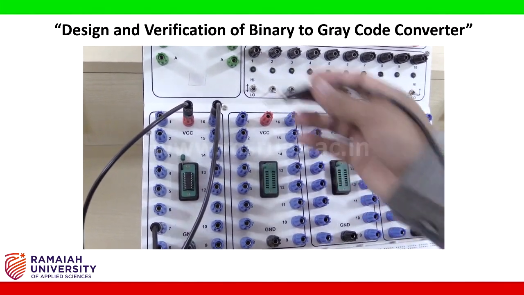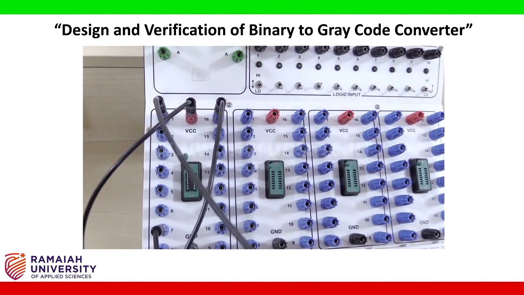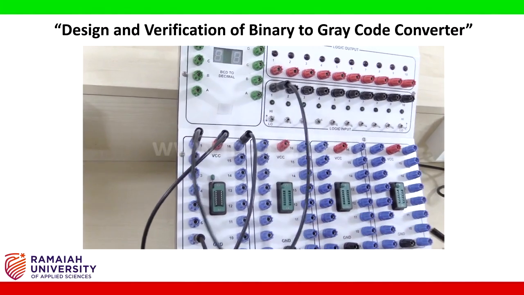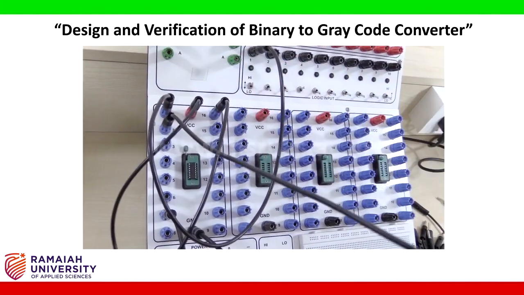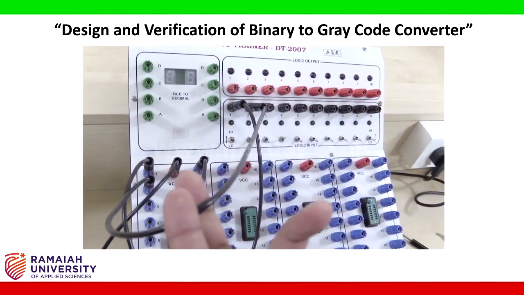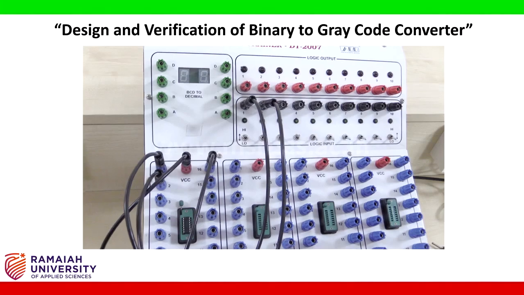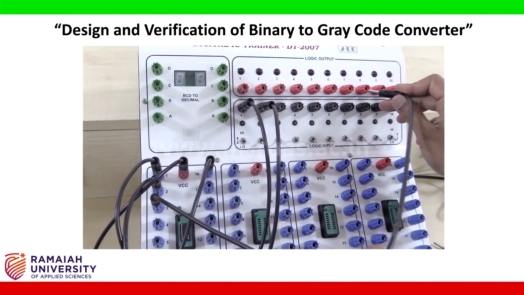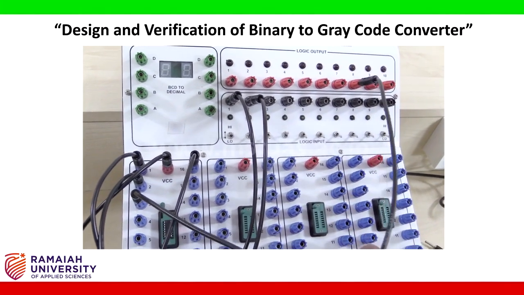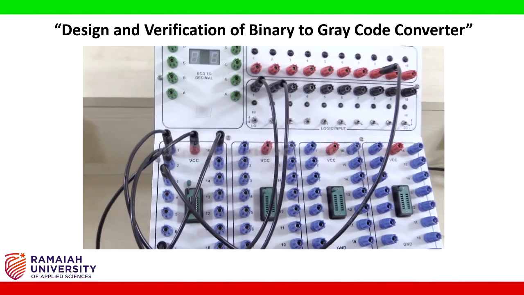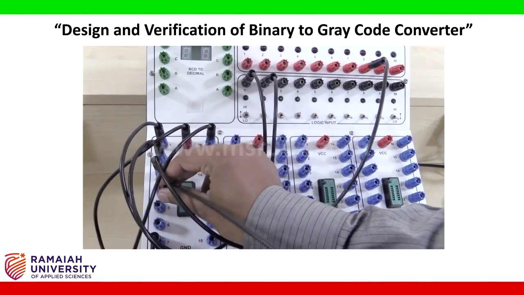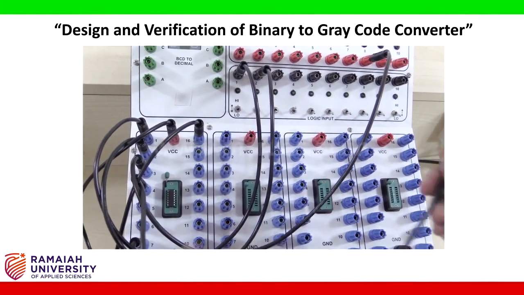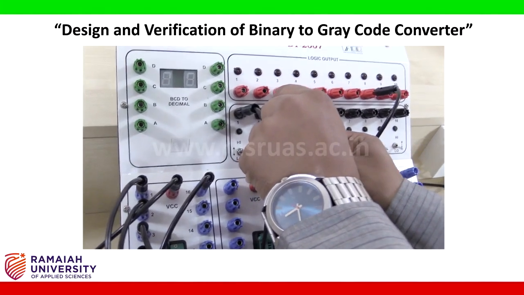So now pin number 1 of the XOR gate is connected as one of the inputs, that is B3. I am connecting it to the input knob. And pin number 2 of the XOR gate is connected as one more input, that is B2. Pin number 3 of the XOR gate is connected as the output, that is G2. Pin number 4 of the XOR gate is connected to pin number 2, or input B2. I am connecting input B2 here.